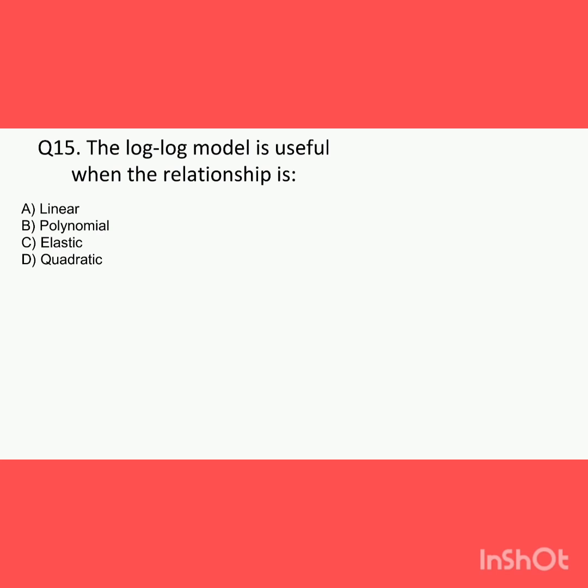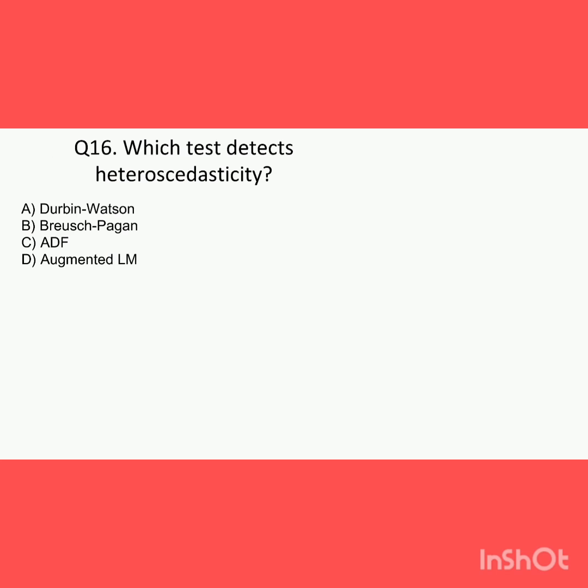Now our next question is question number 16. Which test detects heteroscedasticity? Option A, Durbin-Watson test. Option B, Breusch-Pagan test. Option C, ADF test. Option D, Augmented Dickey-Fuller test.